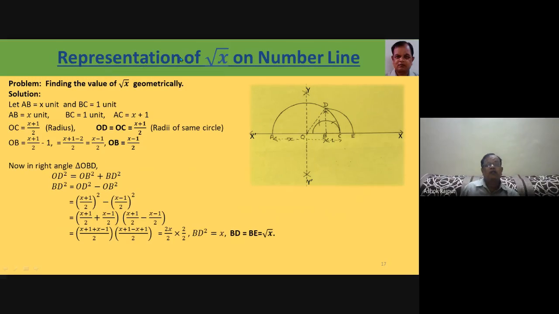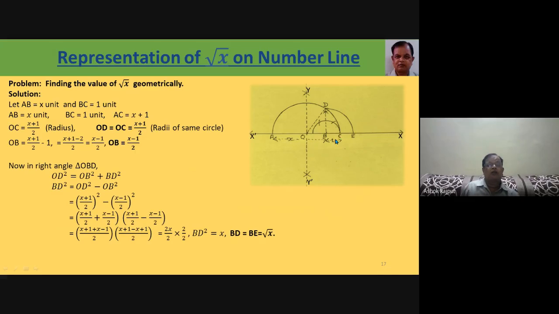Now, representation of root x on the number line. Root x means under root 2, under root 3, under root 4, under root 5, under root 7. How do we represent these values on the number line? So the problem is this: find the value of under root x geometrically. Then we can get AB. See here A and B. AB equal to x units and BC equal to 1 unit. 1 unit may be 1 centimeter or 1 inch also, but we have taken 1 centimeter here. So AB equal to x units, BC equal to 1 unit. Therefore, AC equal to x plus 1.